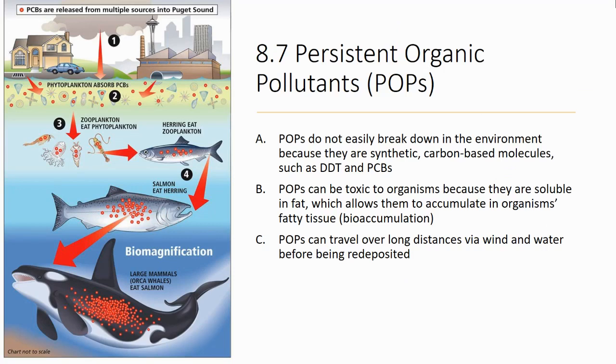Now, moving on to 8.7. This is all about persistent organic pollutants. So let's break this word down here. POPs, for short, are substances that don't easily break down in the environment, hence why we call them persistent, but they're also synthetic and carbon-based, hence why we say organic. Perfect examples of those are two substances known as DDT and PCBs.